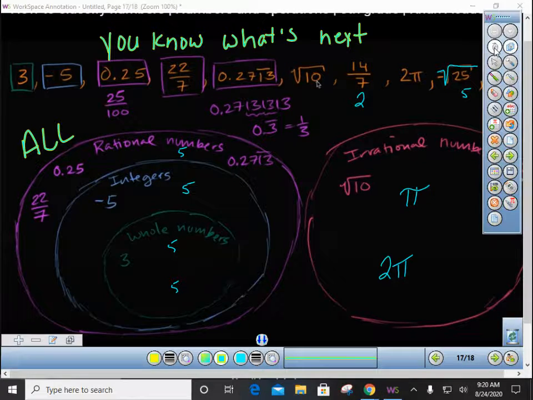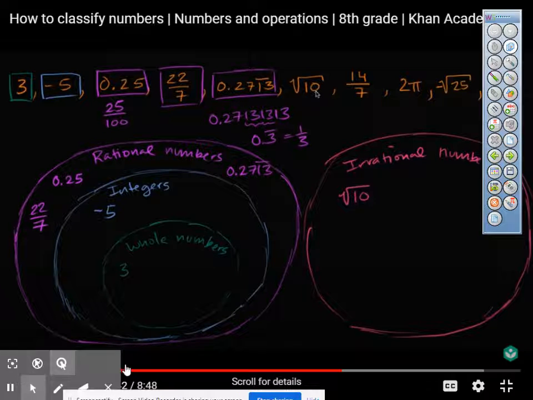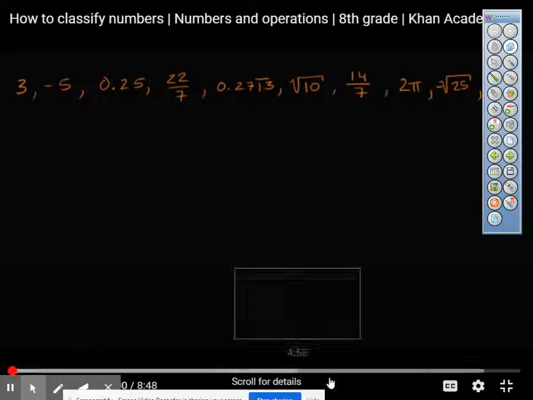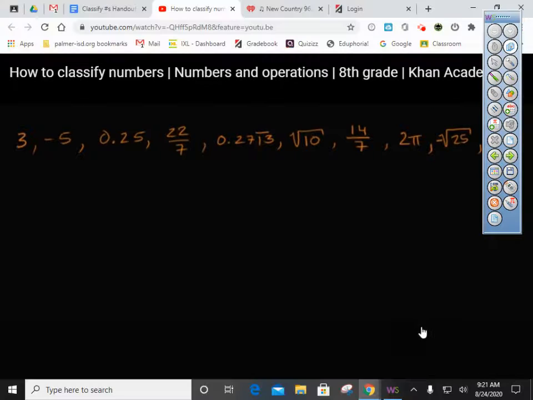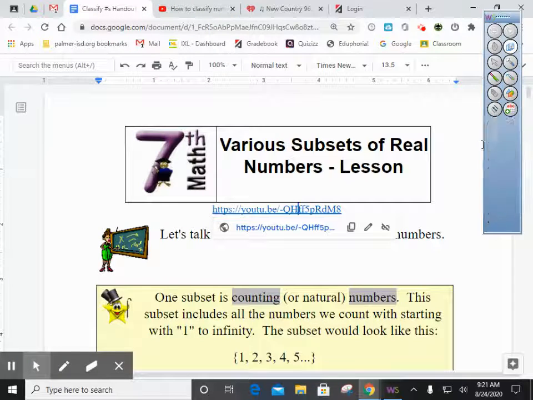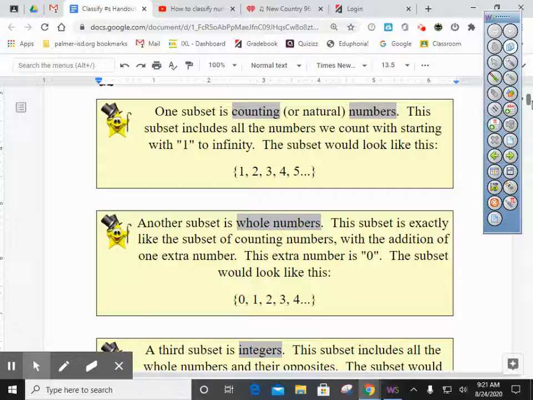Alright, so we're going to move on and go back to our packet here. And we are going to look at what you have in front of you. The first 2 or 3 pages are simply my explanation of what I've already explained to you.